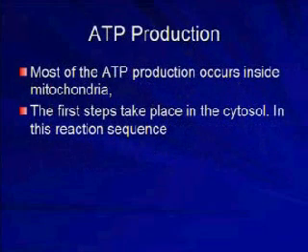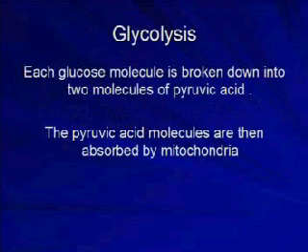Now, ATP production occurs inside the mitochondria. We've already looked at that. The first step takes place in the cytosol. We also looked at that as well. Again, that first step is breaking down glucose into pyruvic acid. That process, again, is glycolysis. Each glucose molecule, which is a 6-carbon molecule, is broken down to 2 molecules of pyruvic acid. Each of those 2 molecules is a 3-carbon component. The pyruvic acid molecules are then absorbed by the mitochondria.